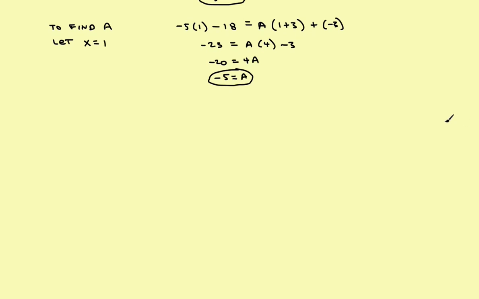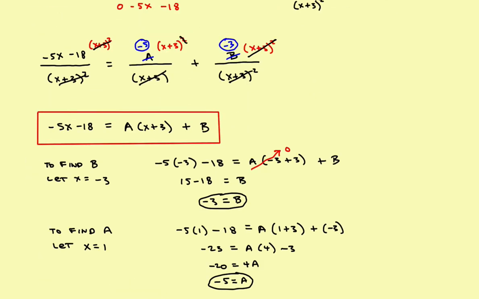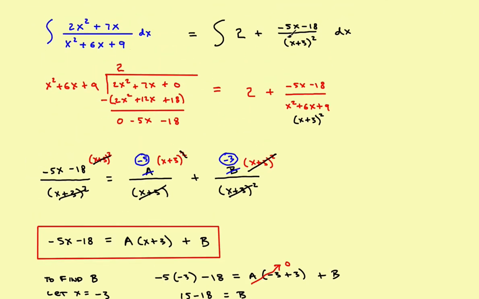That's going to be, we'll write it right here. So this is going to be the integral of the original thing, and I'll write it one more time. So this would be the integral of 2 plus -5x minus 18 divided by x plus 3 squared dx. And again, that's just this original problem.